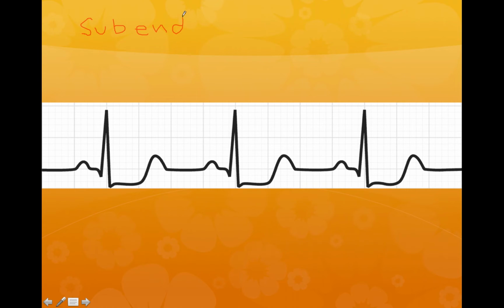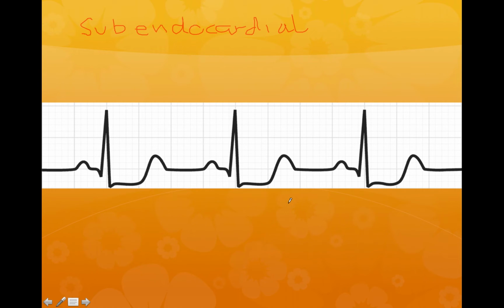Some people think about ST depression, they think about subendocardial ischemia. I'm not very good at writing. Subendocardial ischemia. Some people immediately think NSTEMI, but that's not really the correct terminology until we've got a troponin. When we're looking at the ST depression on an ECG, normally we say subendocardial ischemia.